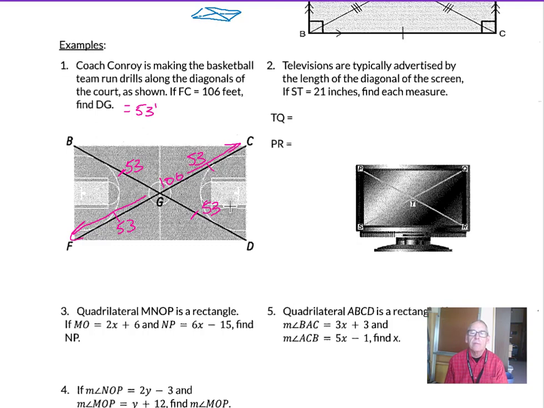Looking at number 2, they're telling us that S to T, this half diagonal here, is 21. That means the other half must be 21 because the diagonals are bisected. This one's going to be 21, and this one's going to be 21. It's asking us the distance T to Q. T to Q is going to be 21. P to R is going to be 42. And this is in inches.